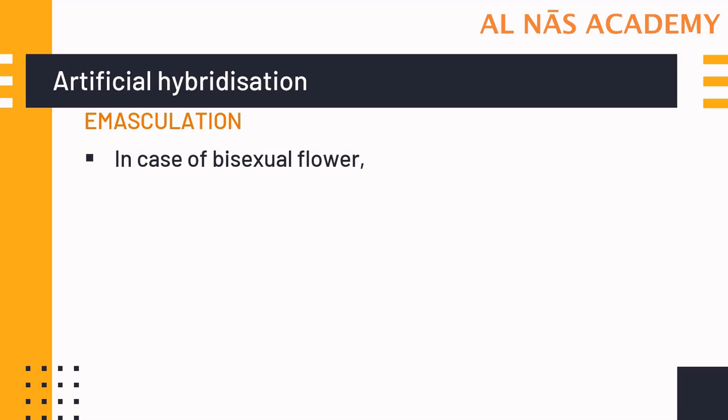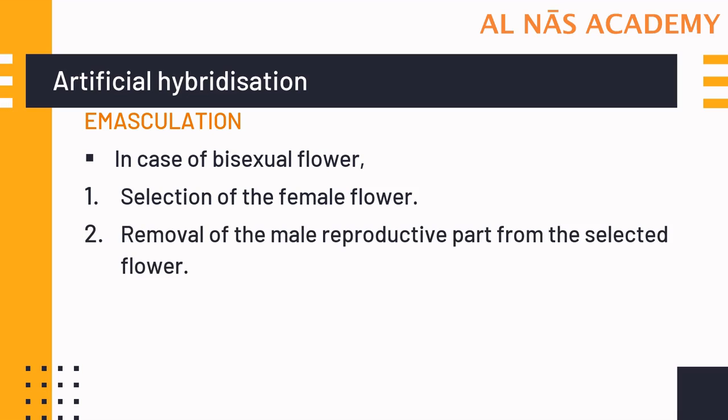If the flower is bisexual, then we have to first select the female flower, and the next step is removal of the male reproductive part, and that removal of the male reproductive part or the male flower is known as emasculation. It is required only if the flower is bisexual. That means male and female reproductive parts, that is androecium and gynoecium, are both present in one flower, because we don't want self-pollination to take place.